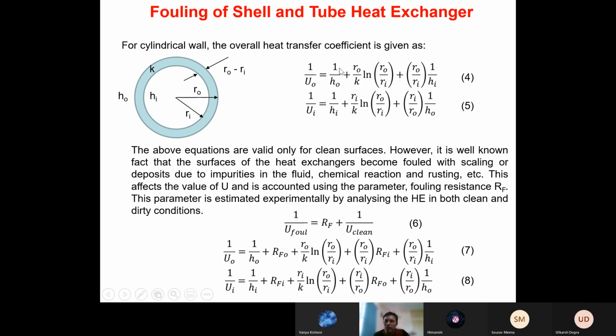1 by U0 is given as 1 by H0 plus R0 by K ln R0 by Ri plus R0 by Ri 1 by Hi. So this first expression is defined when we are looking at the overall heat transfer coefficient with respect to the outside surface area.